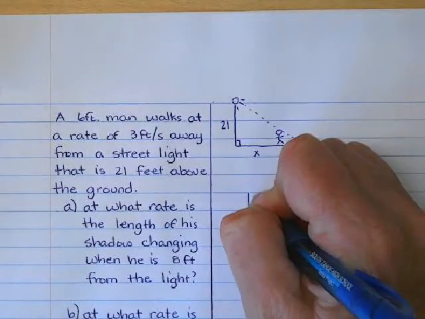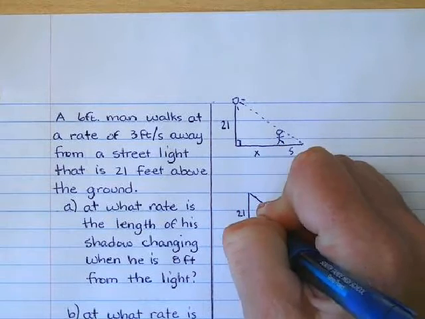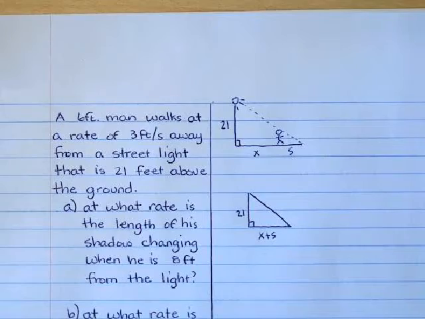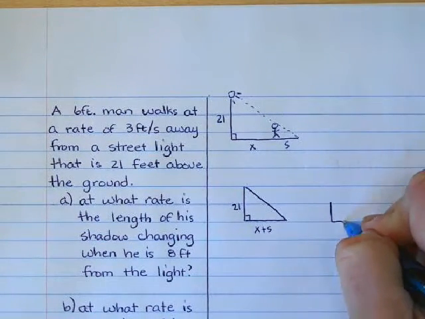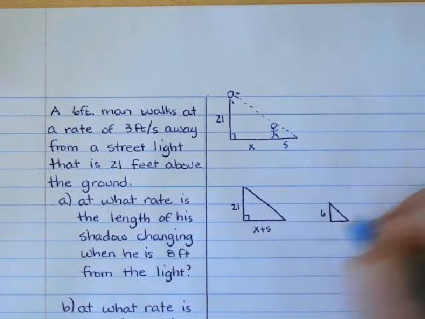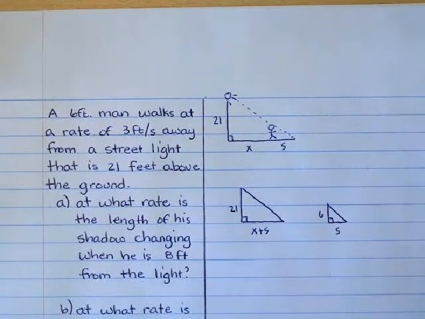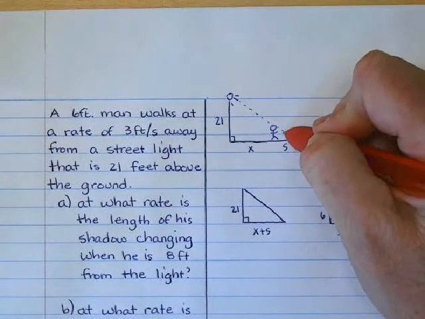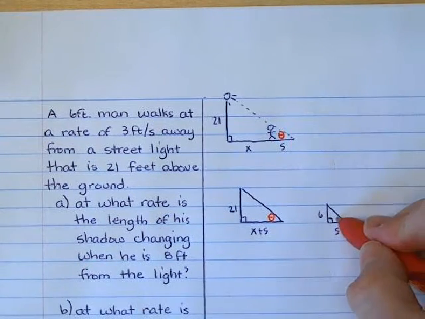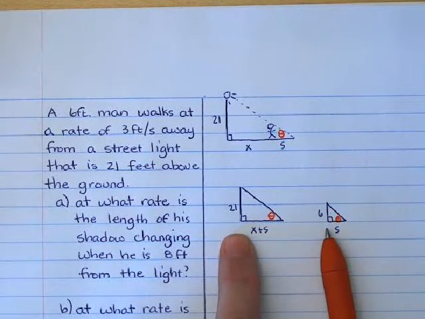So let's look at the big triangle. I'm going to say I know this is 21, and I know this is x plus s. Then I have the little triangle, the one made by the man, and he was 6 feet tall, and that is his shadow. Now, these are similar triangles, and just a quick reminder that this angle right here is the same angle here and the same angle here. So they both share that same angle, and they both have a right angle.